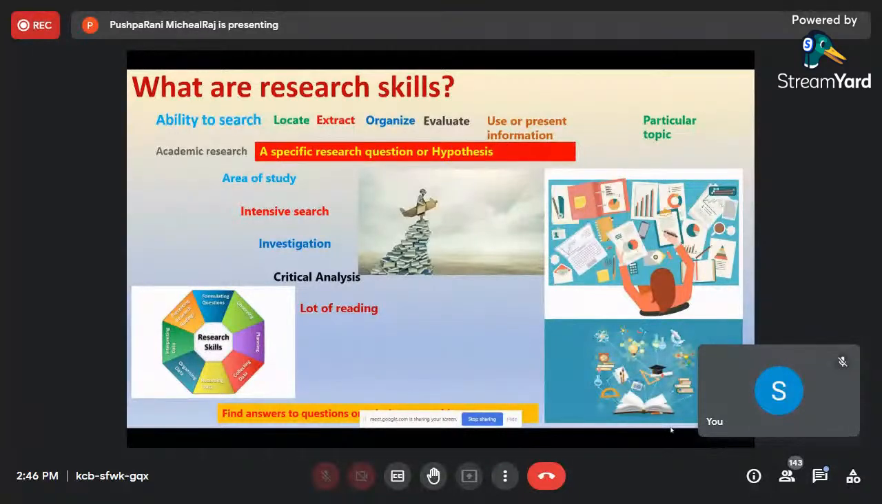So the research skill is you must choose a particular area of study and dive into that area, do intensive research and investigation, do a critical analysis, do a lot of reading, and find the answer for your basic question. You always answer a particular question right from the beginning to the end of your research. That particular question will lead your research.